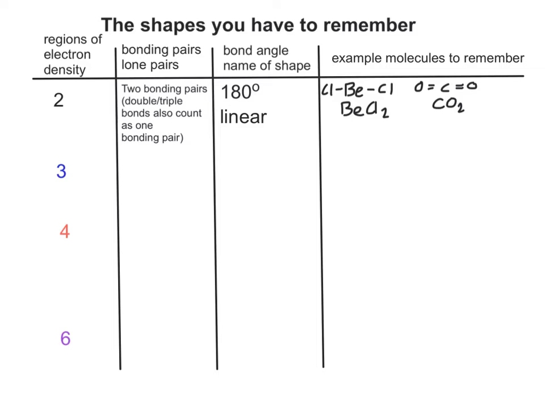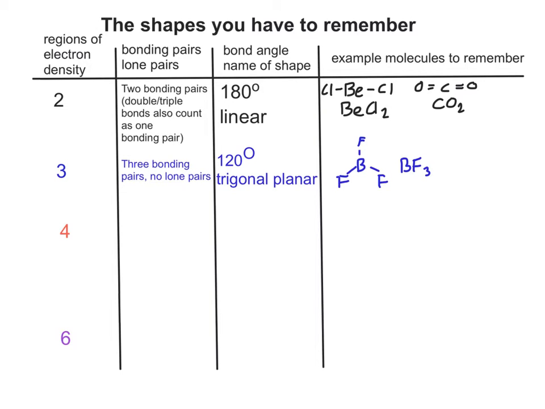So next up, it's the shapes you have to remember. When this particular screen is finished, it's worth pausing the clip and doing a summary sheet of all of these different arrangements, because you need to be able to remember them in order to apply them to what you see in front of you when you get given an unfamiliar example in an exam. So for 2 regions of electron density, like we've said, the bond angle is 180 degrees. Not surprisingly, it's called linear.